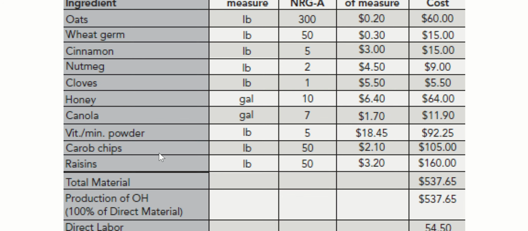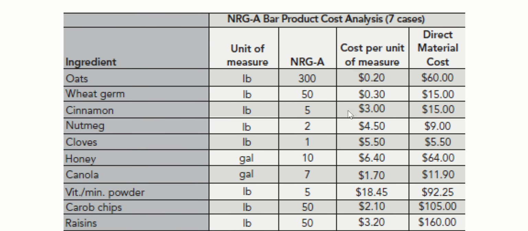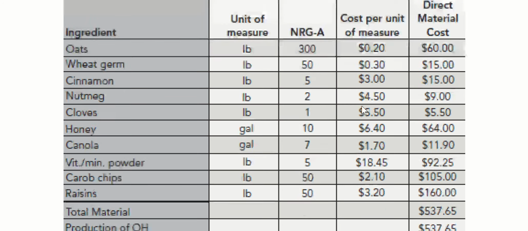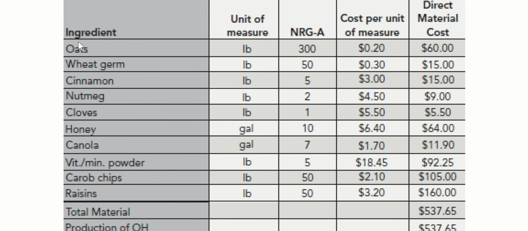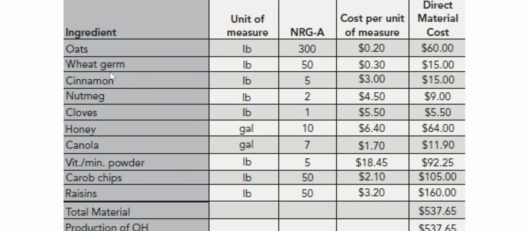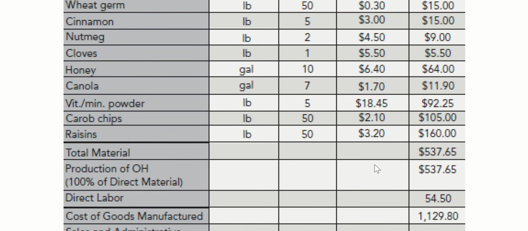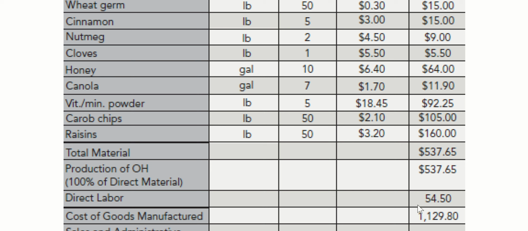Then they calculate labor cost. This information is given for 7 cases. To produce 7 cases of this product bar, how much is it costing? It is costing $54 as labor. Now, cost of goods manufactured: the total cost of all the goods manufactured is the total material cost, which includes the raw material cost, plus production overhead, the extra costs, plus direct labor, the labor used to produce these 7 boxes. It sums up to around $1,129. We are just adding these.